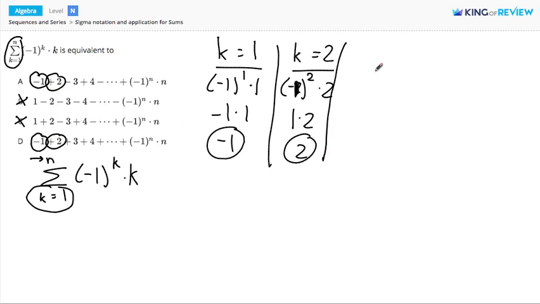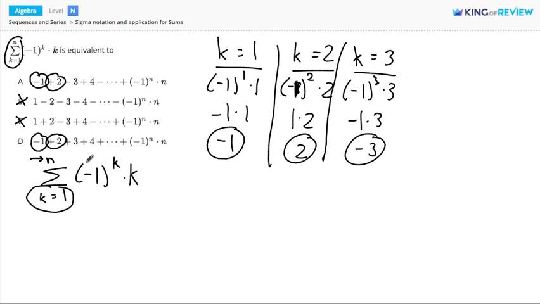Let's go to the next term, k equals 3. Here I'll have negative 1 to the third power times 3. Negative 1 times negative 1 times negative 1 is negative 1, and negative 1 times 3 is negative 3. And now I see that choice D cannot be correct because it has a positive 3 for the third term, whereas choice A has negative 3, exactly like we want. So A is our answer.